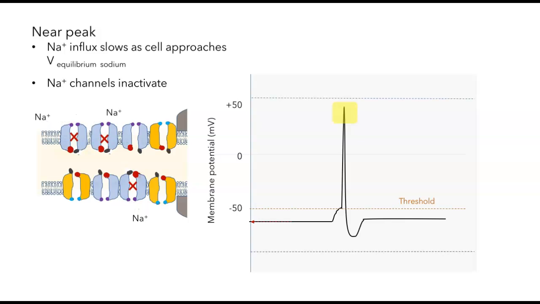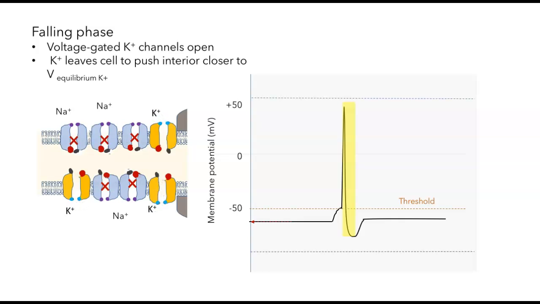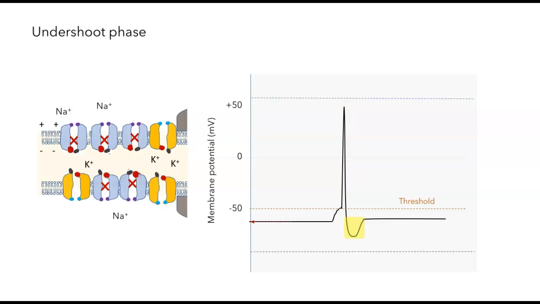The falling phase of the action potential involves the potassium channels. So potassium channels are voltage gated, but they're slower to open than sodium channels, so it takes them a little bit, but then they'll open up. And once they open up, potassium exits from the cell, and as it does that, it's going to push the cell interior down towards the V equilibrium for potassium.